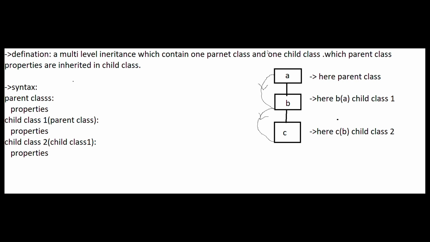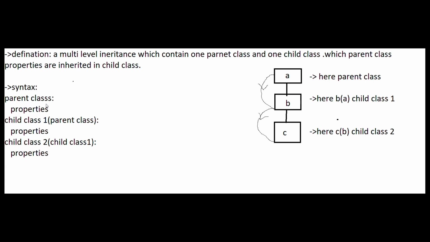Now coming to the syntax, there is one parent class and two child classes. The properties of the parent class are inherited into child class 1, and the properties of both the parent class and child class 1 are also inherited into child class 2. If you see the syntax here, you may understand better.